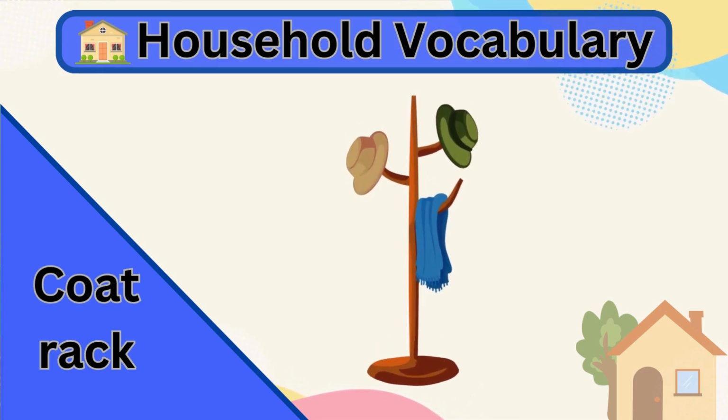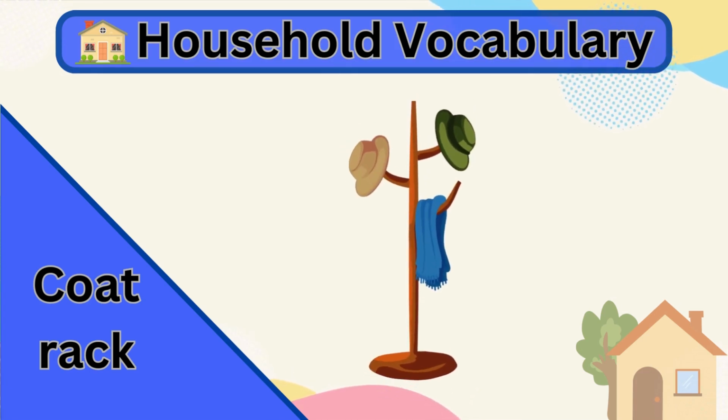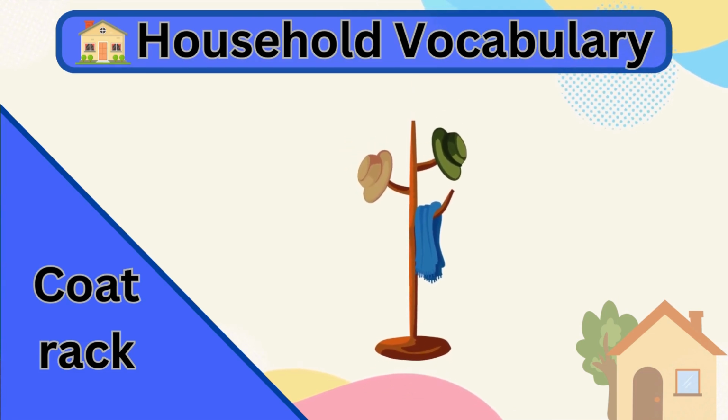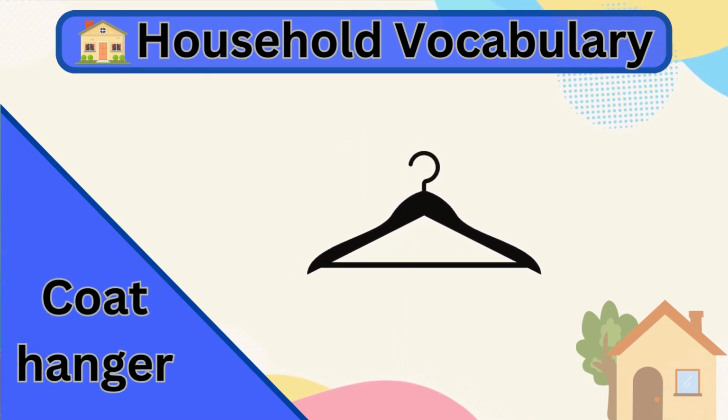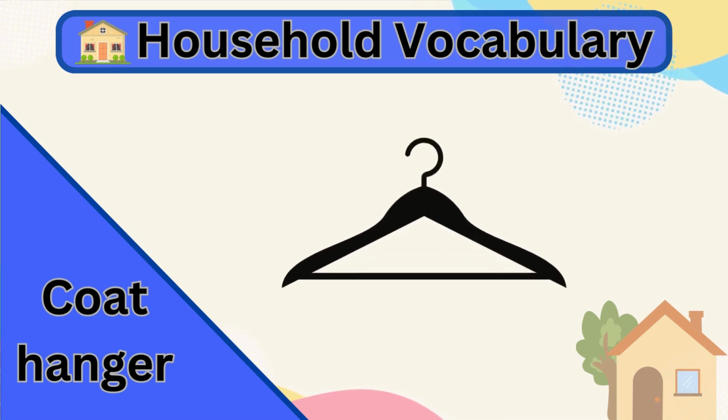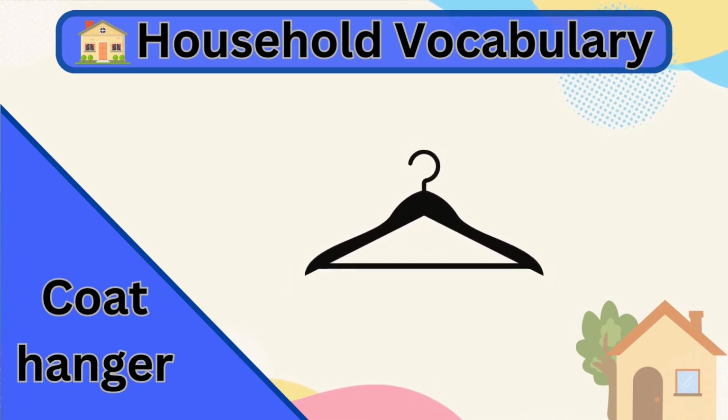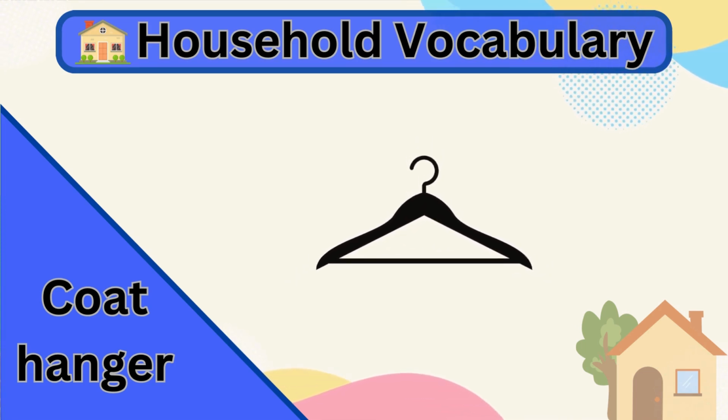E-I-E-I-O. With a moo-moo here and a moo-moo there. Here a moo, there a moo, everywhere a moo-moo. Old MacDonald had a farm. E-I-E-I-O. Old MacDonald had a farm. E-I-E-I-O.